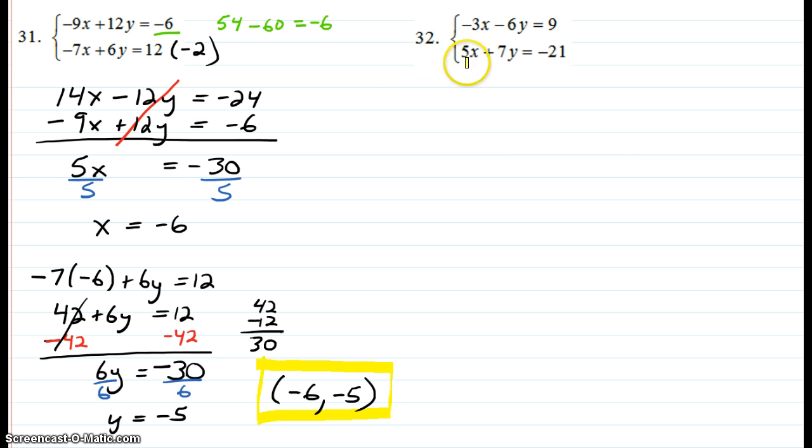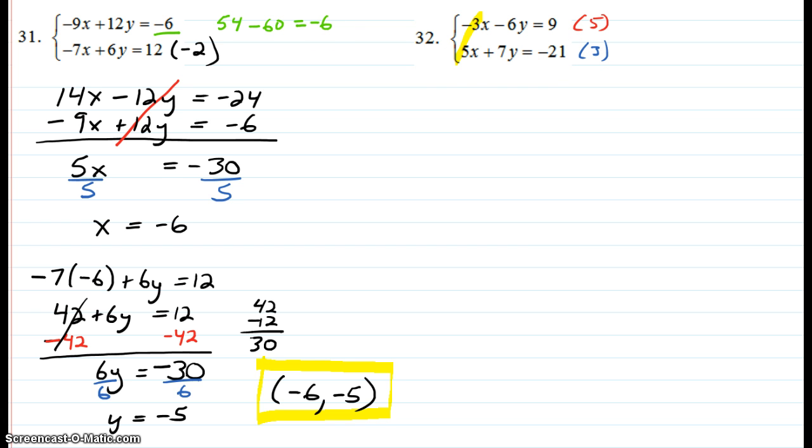Alright, so as we look at this, we want opposites. And so we have a negative and a positive, so we already have opposites. We don't have opposite numbers, so we have opposite signs. And we have opposite signs here too. So I'm actually going to pick the 3 and 5 to work with because they're smaller numbers. And so I'm going to multiply the top by 5. And I'm going to multiply the bottom by 3.